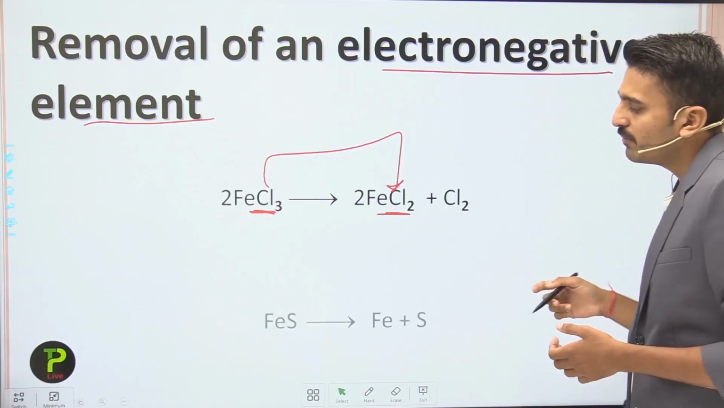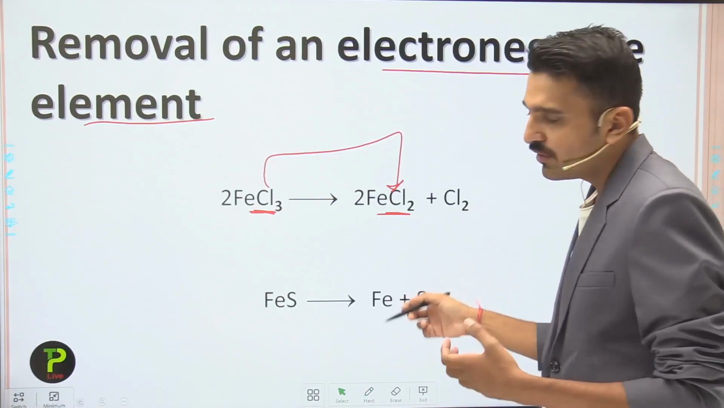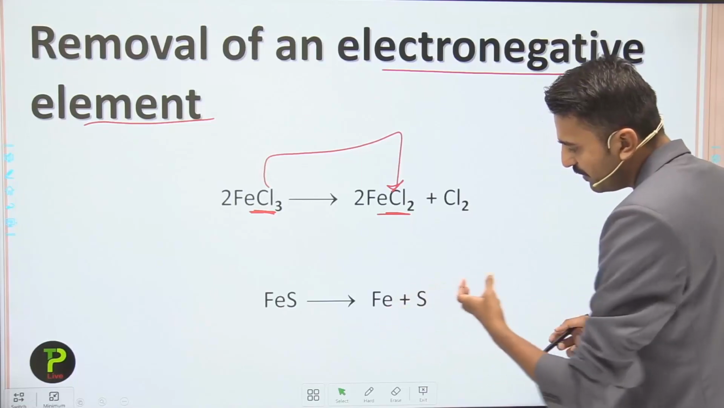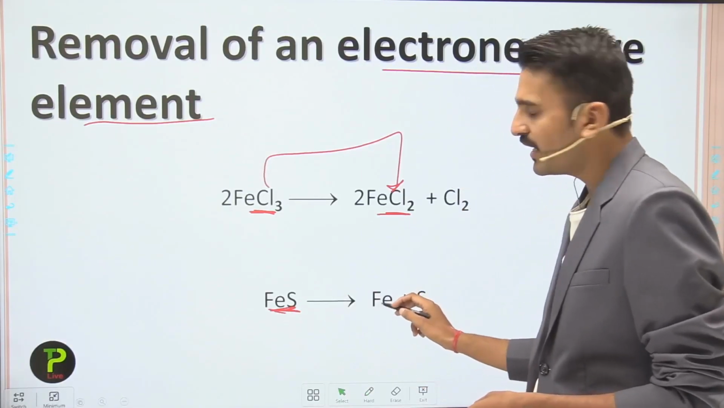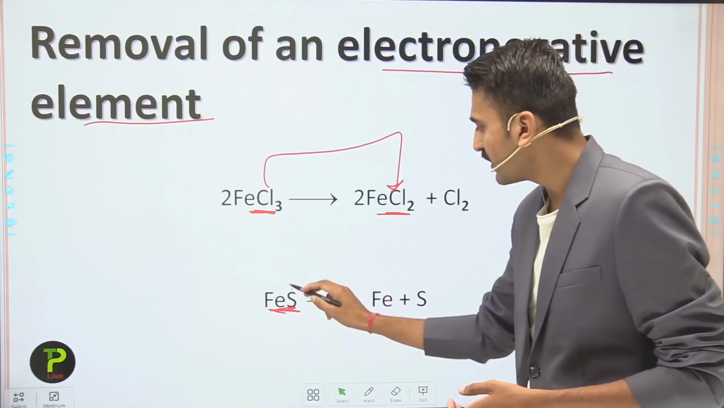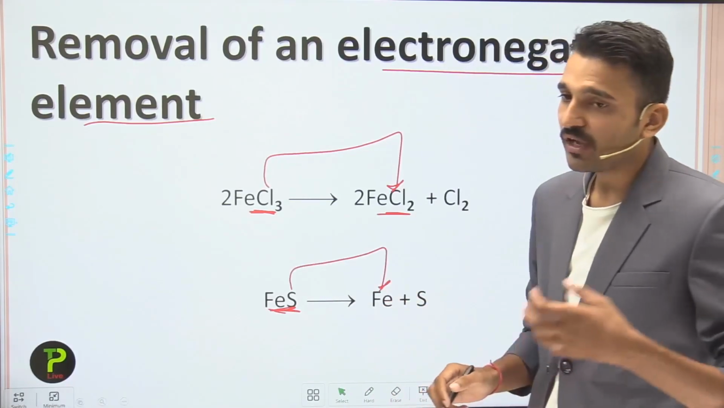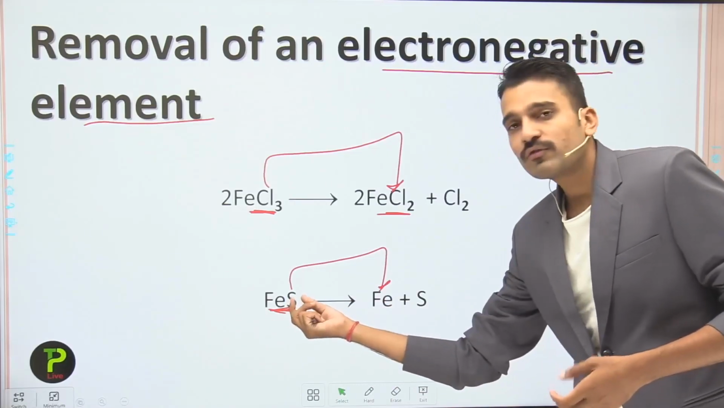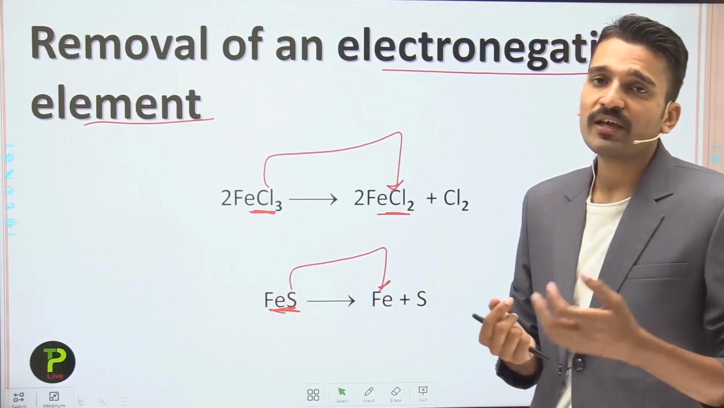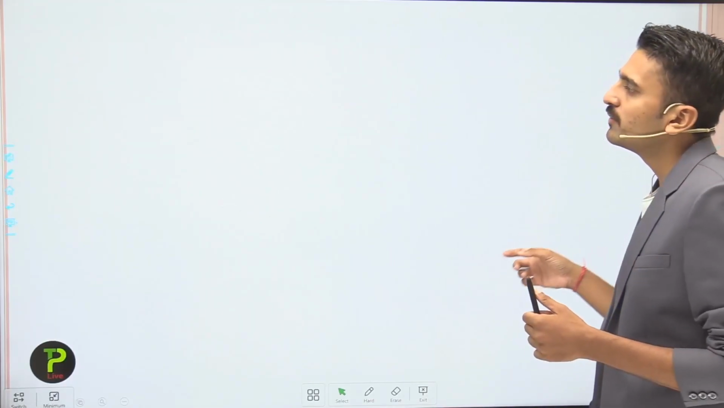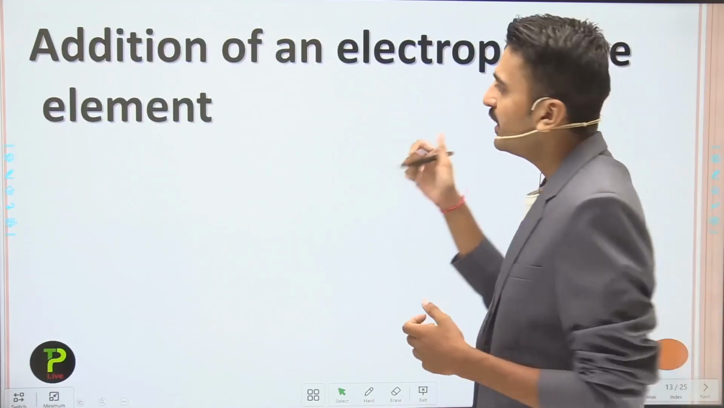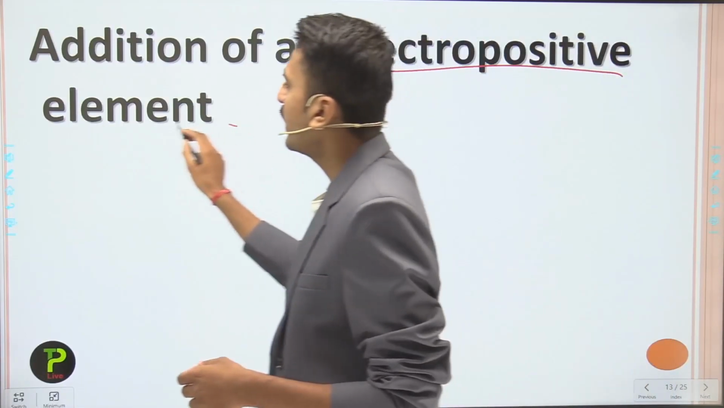Moving to another example, FeS on decomposing gives Fe plus sulfur. So FeS gives iron and sulfur. What is happening here? There is the removal of electronegative element, the removal of sulfur. So FeS has undergone reduction.